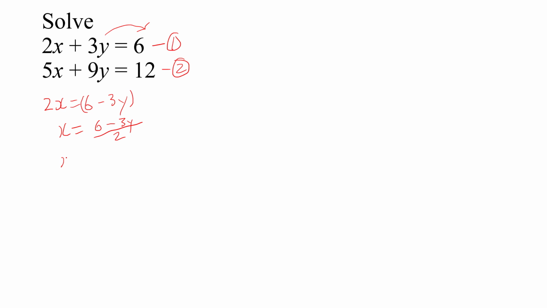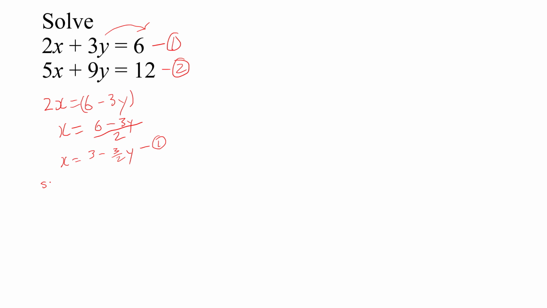So I will have x is equal to, now you can just leave it as it is, but in this case it actually makes more sense for you to just divide the fraction out. So 6 divided by 2, I will have 3 minus 3 over 2y. And I think that's good enough. If you want to write 1.5y, also can. So this one is still the first equation.